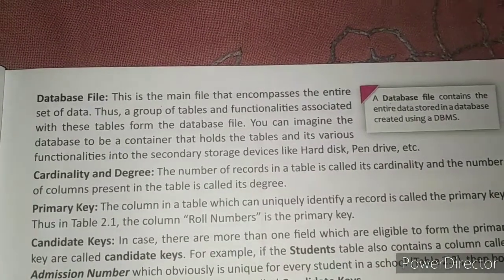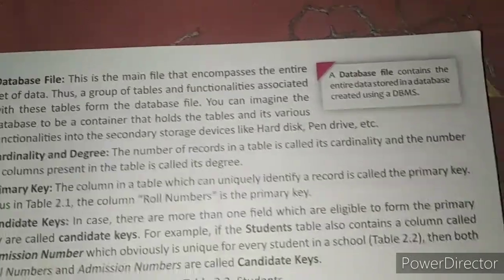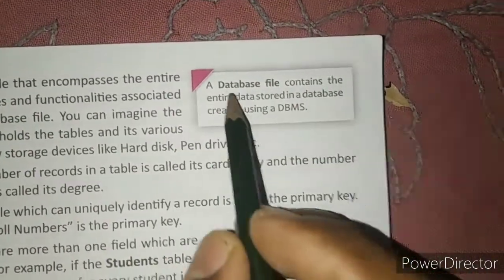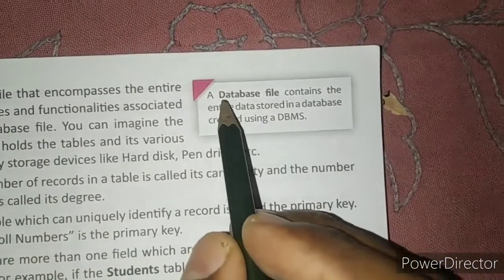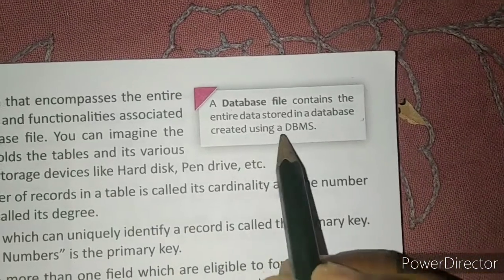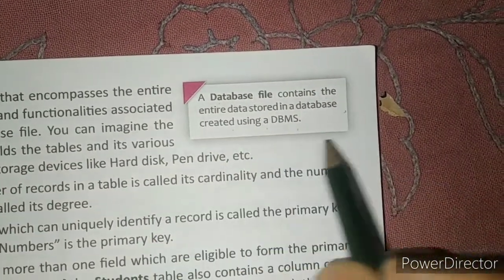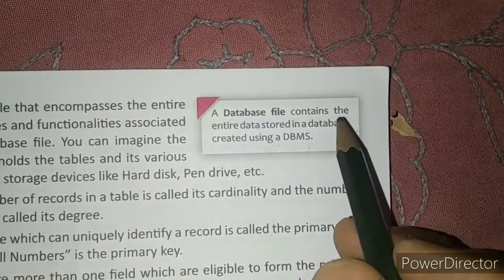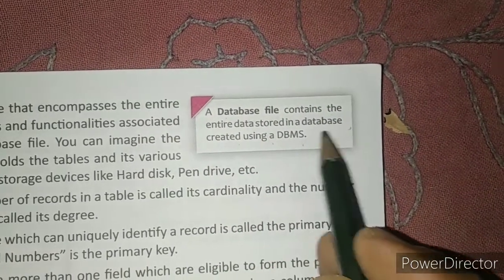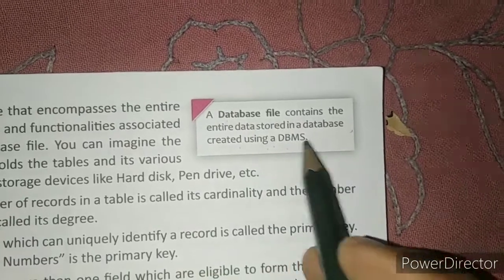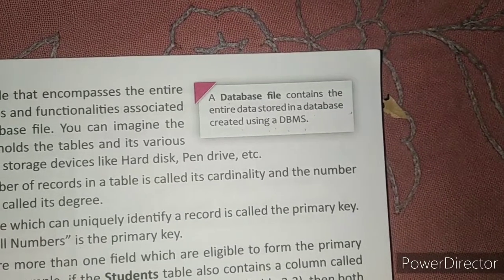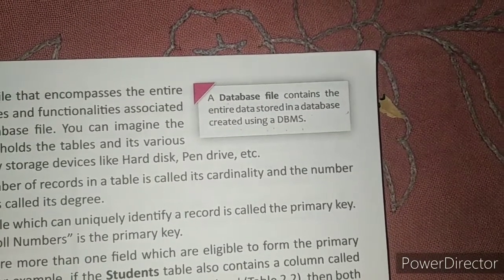Now the next thing is the database file. When we talk about the database file, it is the collection of all of the data. Here a definition has been given: a database file contains the entire data stored in a database created using a DBMS, database management system. It means in a database file, the entire information is there. When we create a database file using a database management system, the whole of the data is stored in this database.